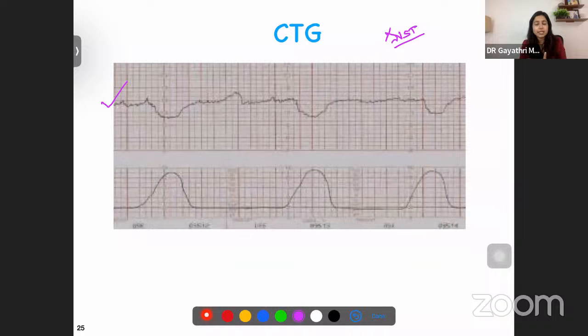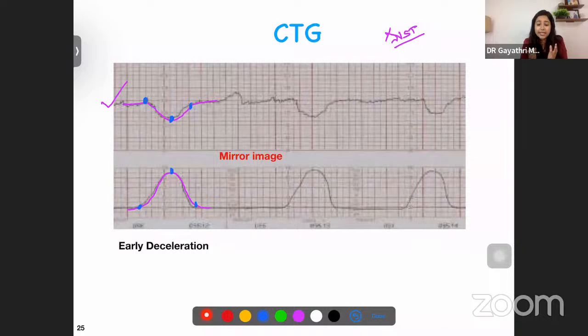When you see such a CTG, I want you to look at the contractions. When you see something like a mirror image, that is, here you can see a deceleration dip that is just the perfect mirror image of the contraction happening here, you will think about early deceleration. That means the onset of the contraction corresponds to the onset of deceleration, the peak of contraction corresponds to the nadir of deceleration, and the ending of contraction corresponds to the end of the deceleration. Mirror image, early deceleration.